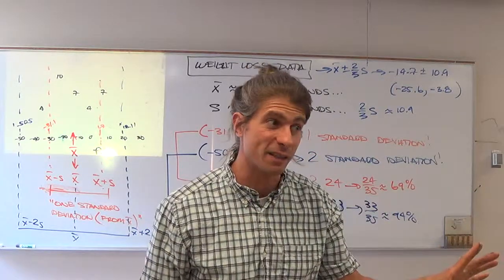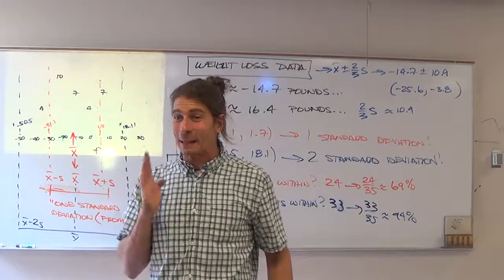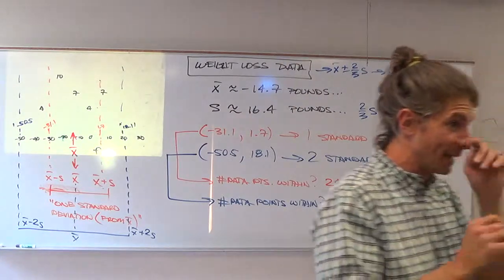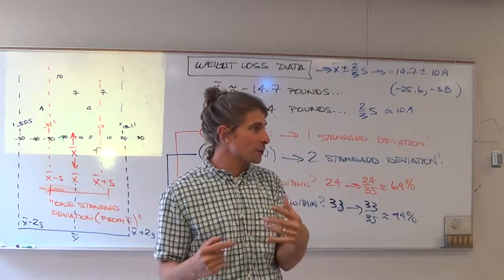What's the big if, of course? The big if is that you have bell-shaped data, right? That's the big if. Sometimes you don't. Sometimes you don't get the benefit of bell-shaped data. So if you don't have bell-shaped data, we'll deal with that momentarily. I want to deal with bell-shaped data first.